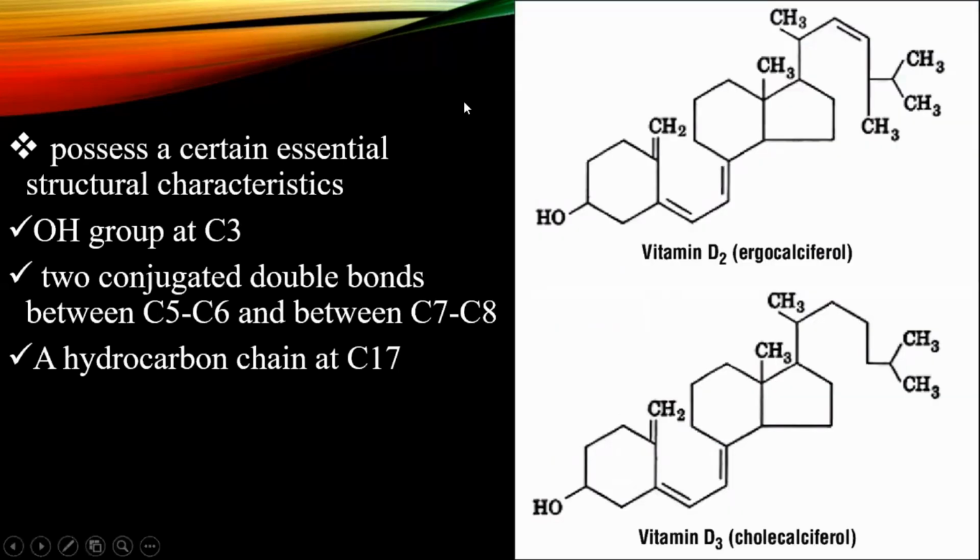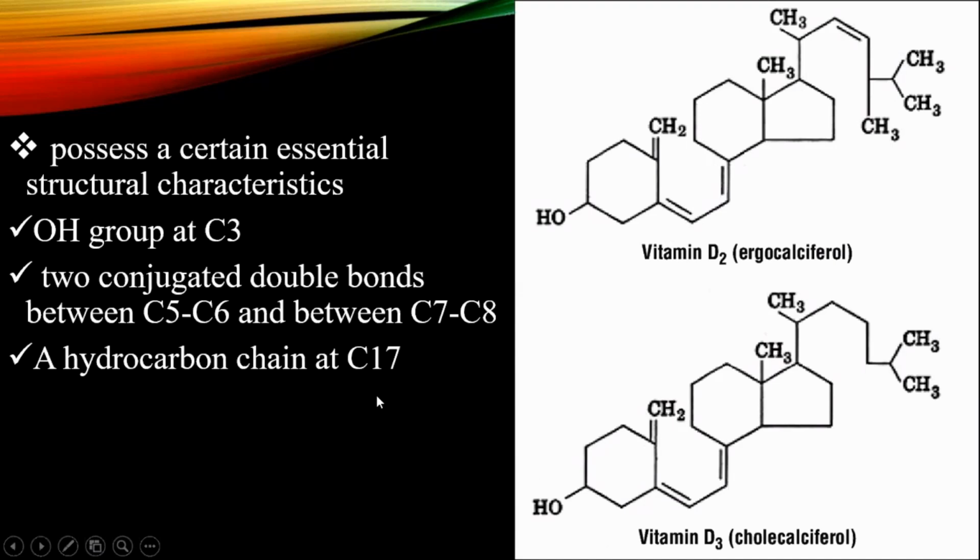Now the structures of these vitamins, D2 and D3. The difference between the structures of vitamin D2 and D3 is in the side chain, which is attached at carbon 17. The rest of the structure is similar. In both D2 and D3, they contain a hydroxyl group on the third carbon, and they both contain double bonds between carbon numbers 5 and 6 and 7 and 8.